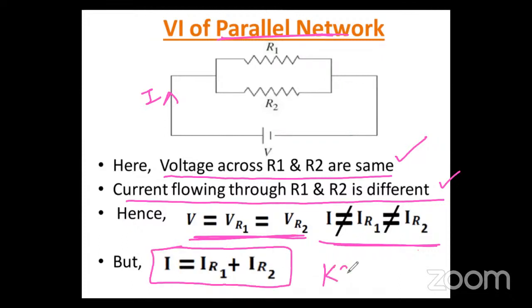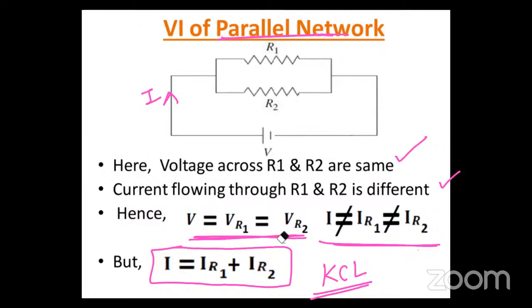This is based on the KCL. KCL बात नहीं करेंगे. So I is equal to I1 plus I2. जैसे मैंने वोल्टेज का वहां पे किया था, this series same you can follow. I is equal to I1 plus I2 for the parallel. Okay, so this is the basic concept of VI for the parallel network.